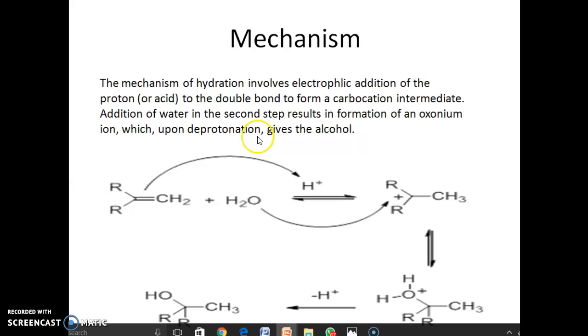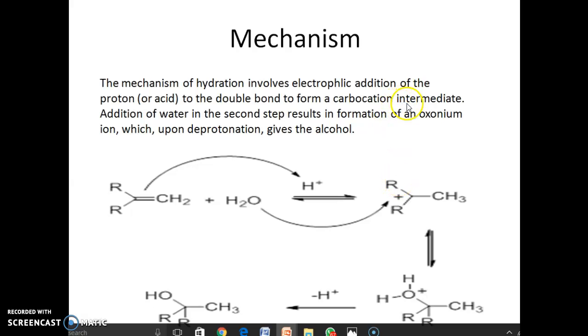The mechanism involves the electrophilic addition of the proton, that is the acid, to the double bond to form a carbocation, which is written with a plus charge. When this proton is added to the double bonded carbon, it gets transformed into a positively charged carbocation.